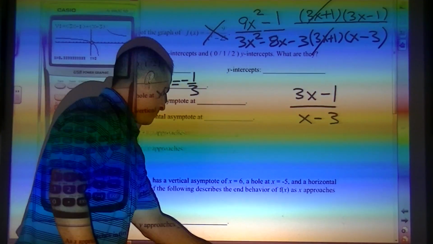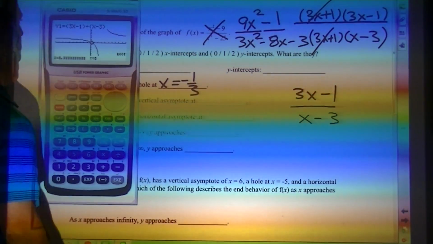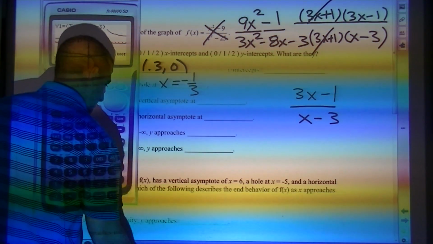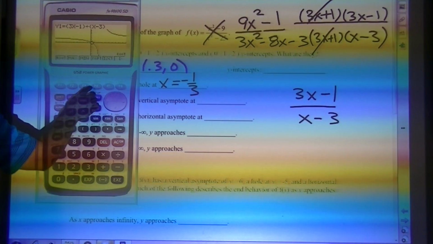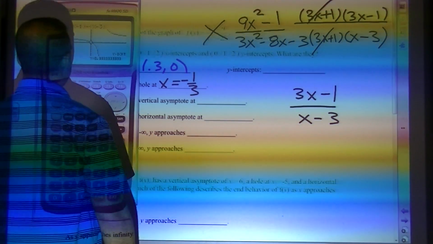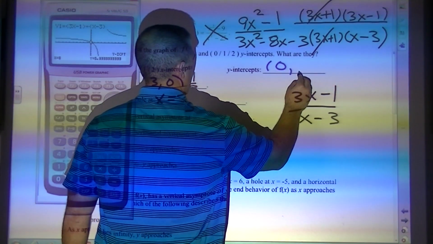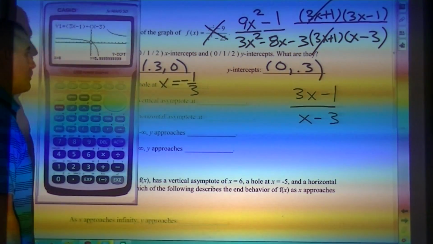So I have one at 0.3 comma 0. My x-intercept's at 0.3 comma 0. And then G solve, y-intercept. Sort of convenient. That's 0 comma 0.3. So a lot of stuff there.